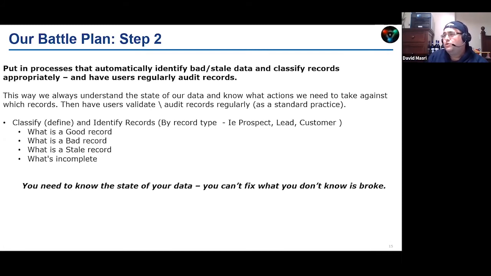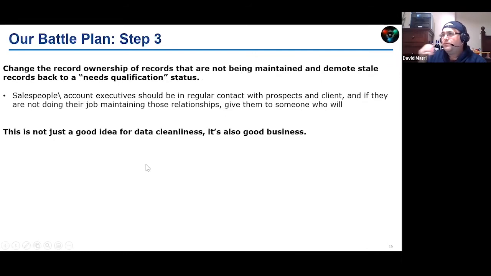So you want to work to classify your records, at least in this state, right? Good, bad, stale, or incomplete. And then if you don't, right, it's essentially very, very fundamental. If you don't know the state of your data, you can't fix what you don't know is broke. Okay, step 3. It's now your user's job, the record owner's or the relationship owner's job to keep the data maintained.